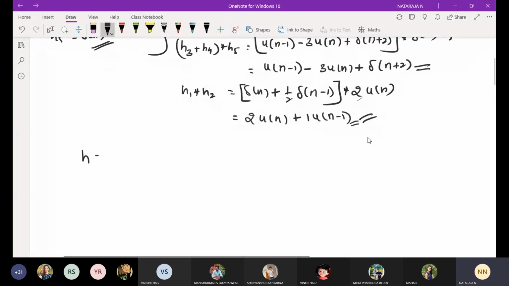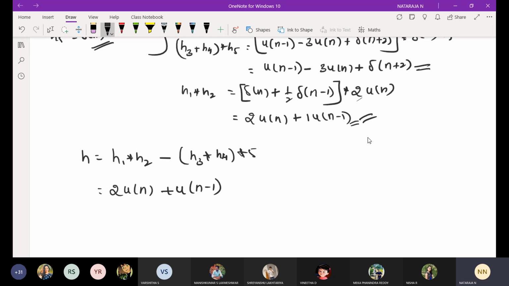I will write here. My total response H is equal to H1 convolved with H2 minus of H3 plus H4. That is equal to 2 into U of n, then 2 into U of n plus U of n minus 1. Next, minus of this one, minus U of n minus 1, minus into minus plus 3 U of n. You will get minus delta of n plus 2 plus U of n minus 1 minus U of n minus 1 gets cancelled.